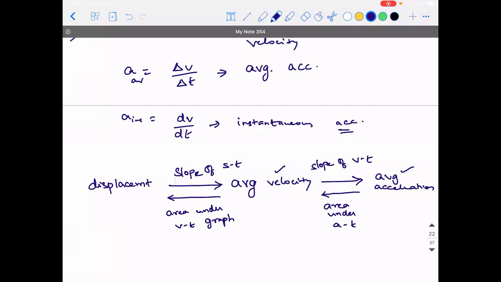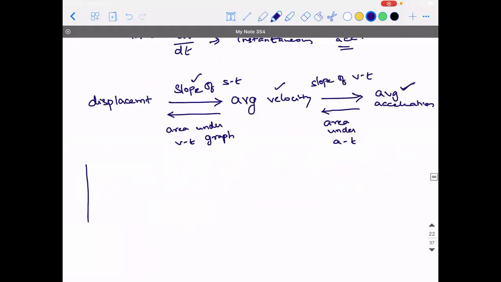See, by now, I'm hoping that everybody would have figured out that velocity is nothing but rate of change of displacement. But rate of change of displacement according to a displacement time graph is slope. What about average acceleration? Average acceleration is rate of change of velocity, right?